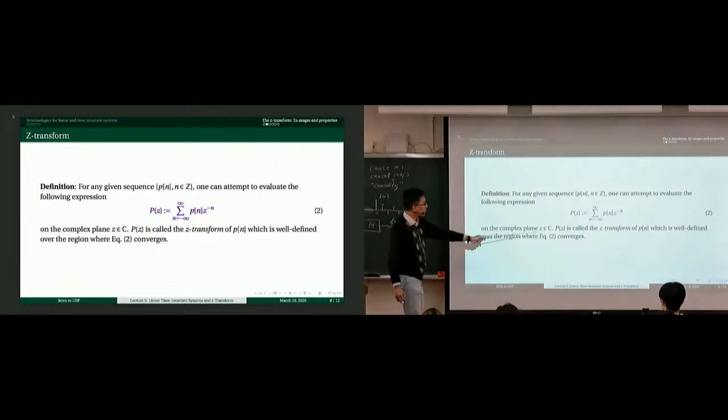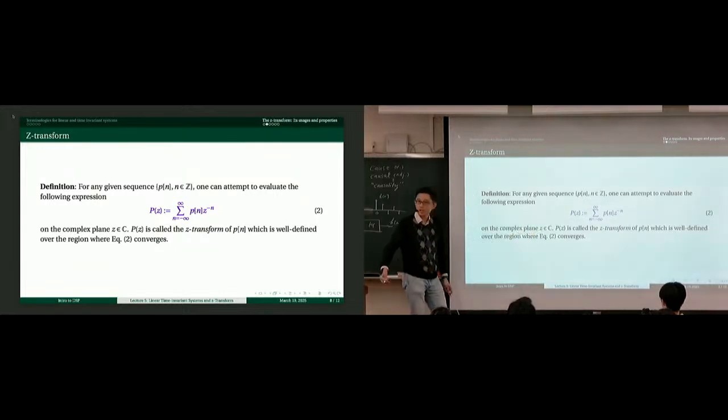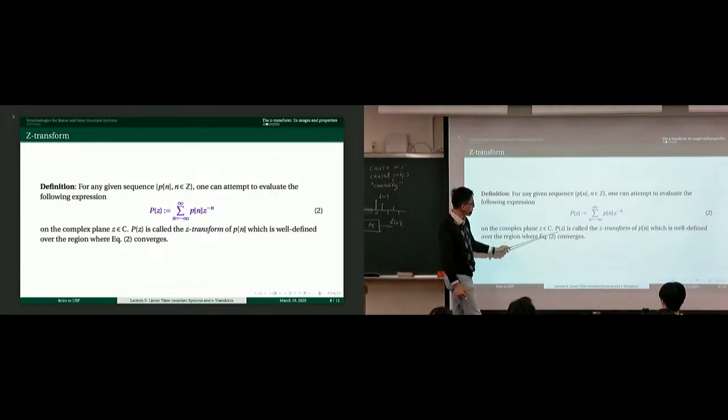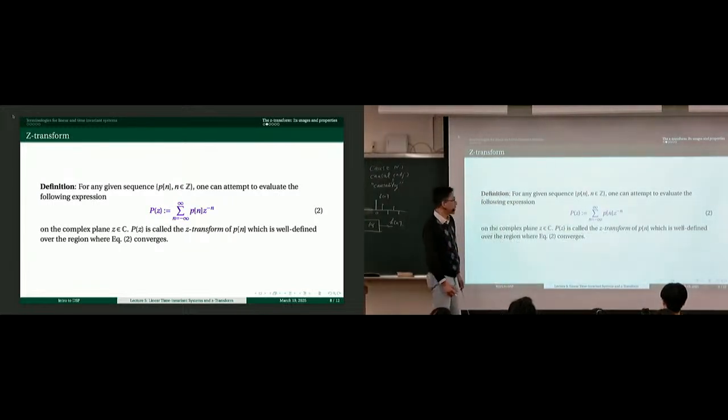So we say that P of z, the big P, still keeps the convention of using capital letters for the functions after transformation. This is a transform, much like the Fourier transform. It goes from the time domain to the Z domain. We use the capital letter for the transform domain, and it is indeed called the Z transform of p of n, small p in the time domain.